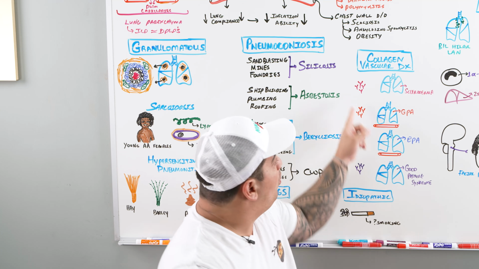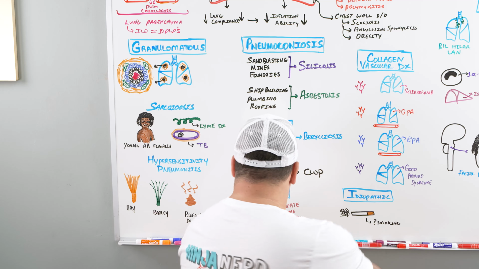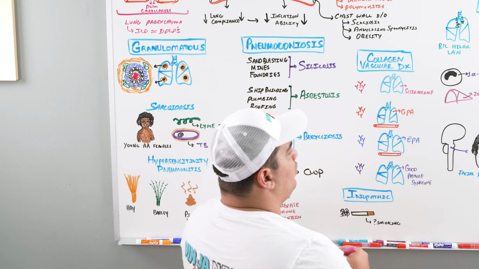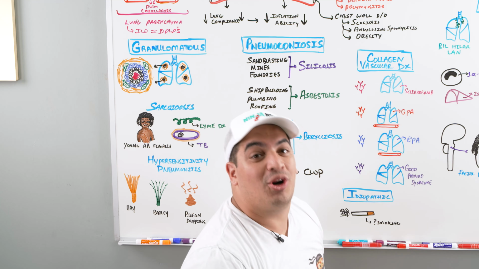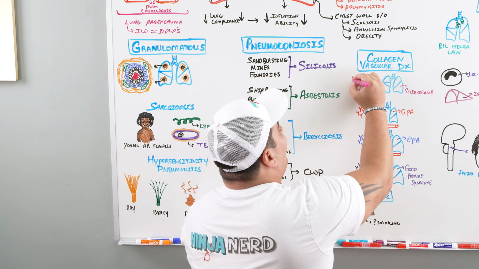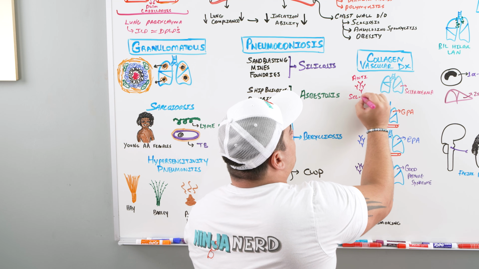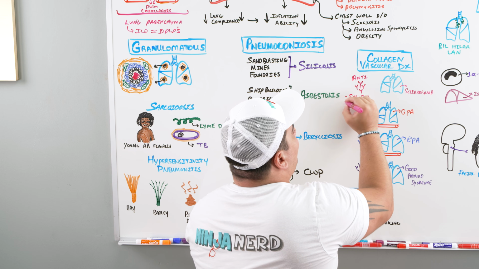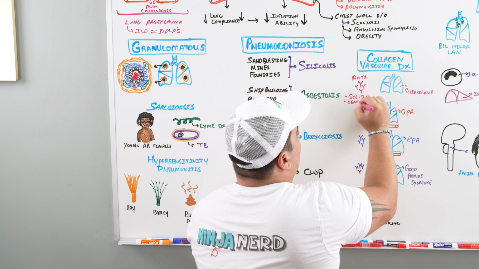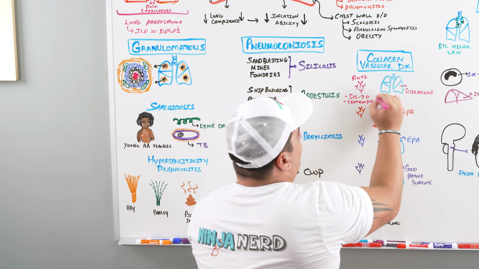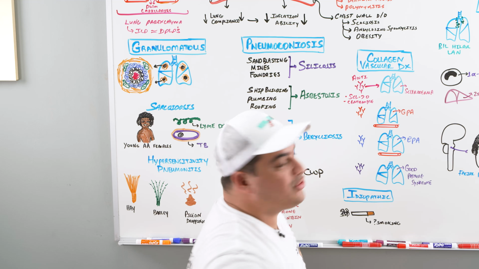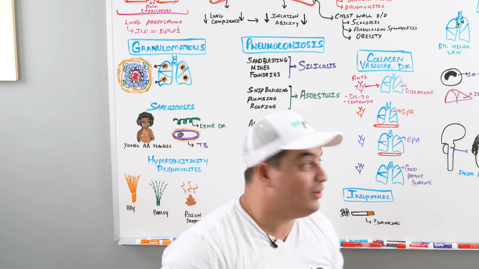Well, the first one that you want to think about is antibodies that are attacking this lung tissue in a disease called scleroderma. Think about anti-SCL70 or anti-centromere antibodies. These could be the ones that are attacking the actual lung tissue and causing fibrosis.